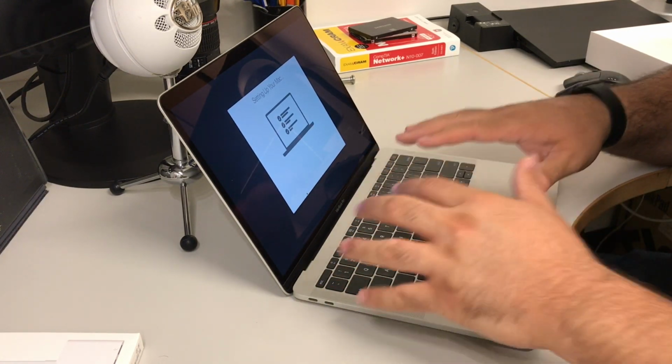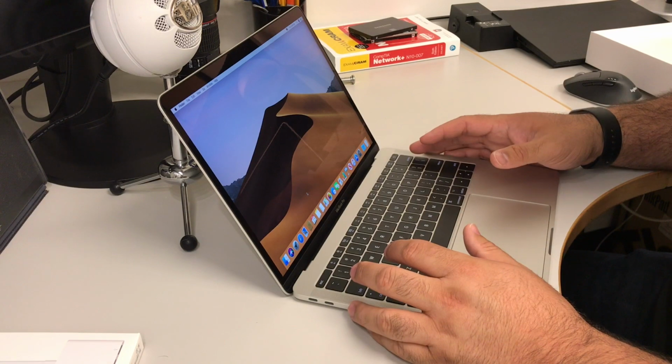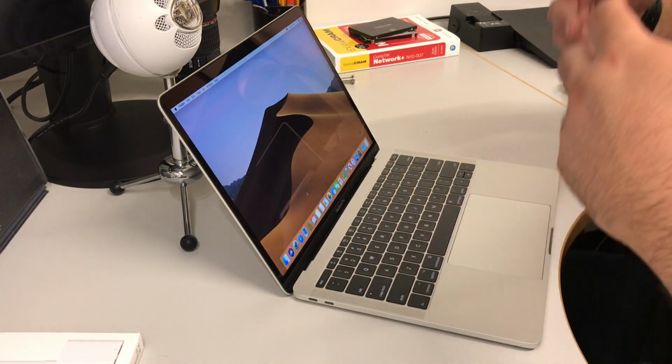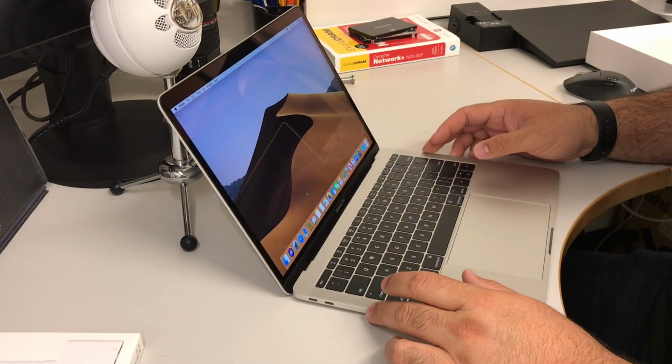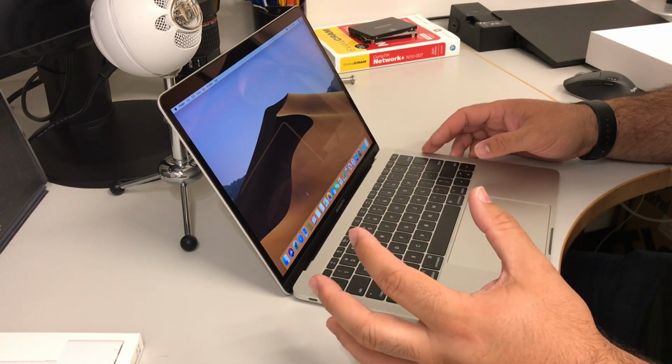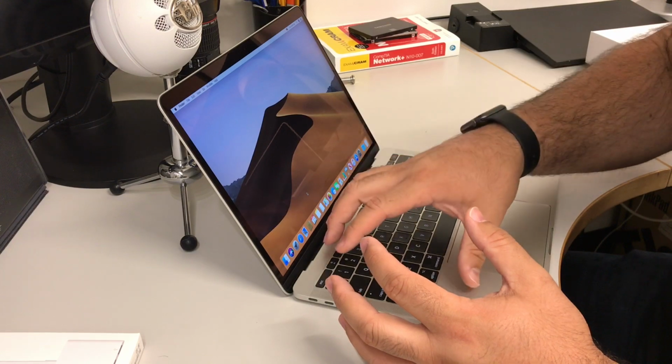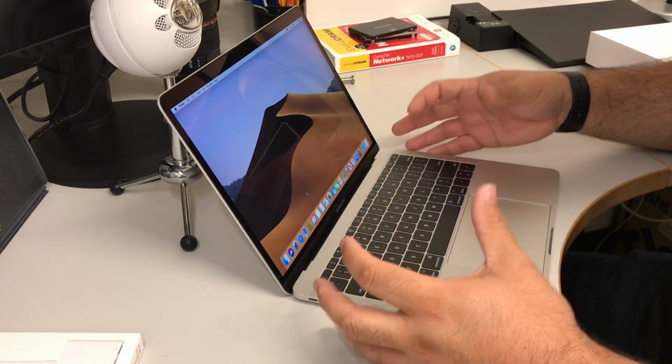Now, who is this laptop for? The word Pro is marketed by Apple as professional. The things that are great about the newer MacBook Pro 13 inches, not this one specifically, you can go with a quad core processor.